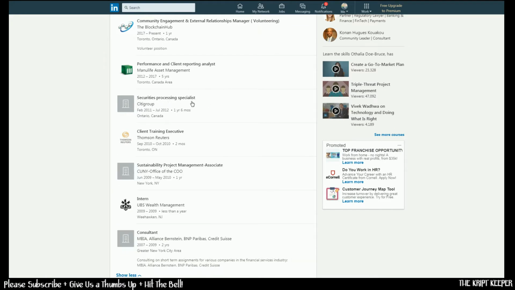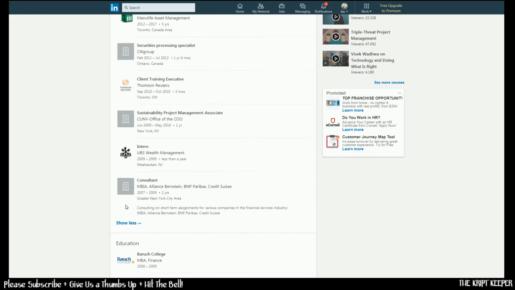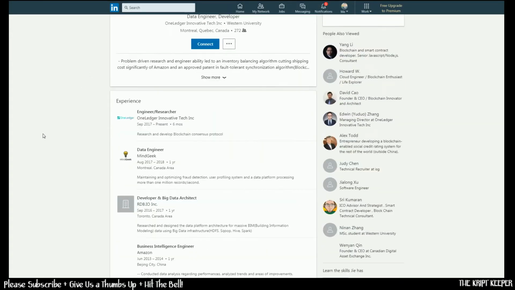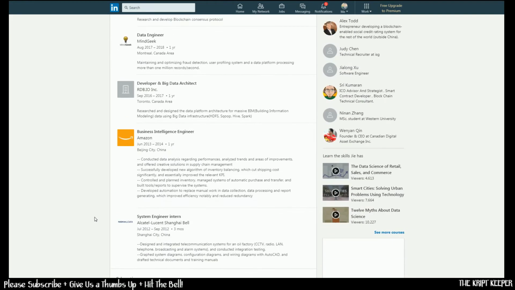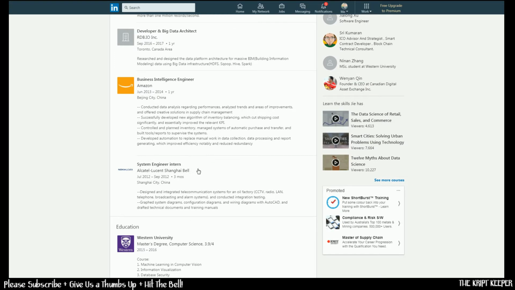Citigroup, security processing specialist for Citigroup, 1 year and 6 months. Let's have a look at Lan, data engineer at MindGeek, business intelligence engineer at Amazon for 1 year in Beijing. That is huge as well. And systems engineer intern at Alcatel, Nokia, and was there for 3 months. So that one's not going to really count, but Amazon is an excellent credential to have under your belt.